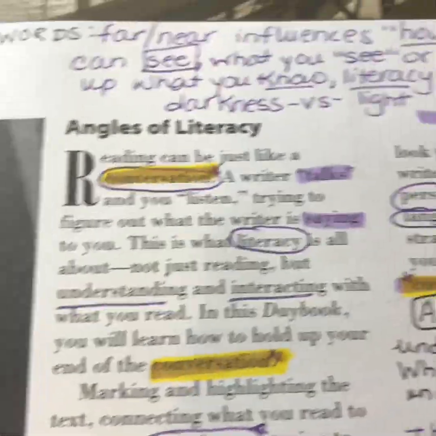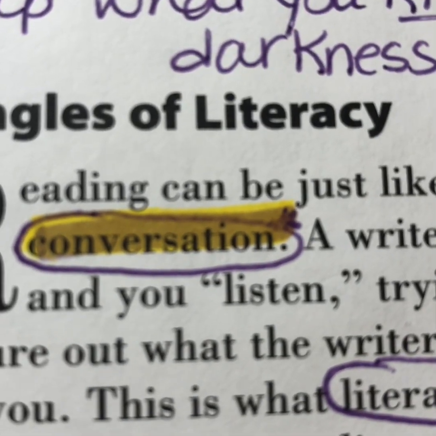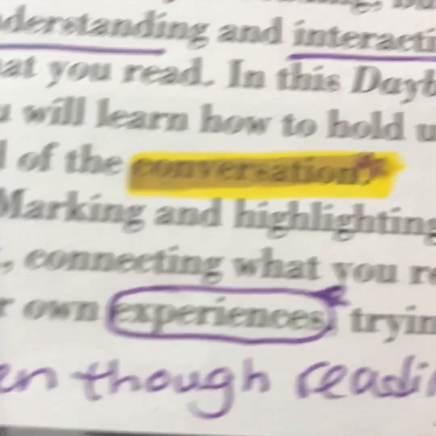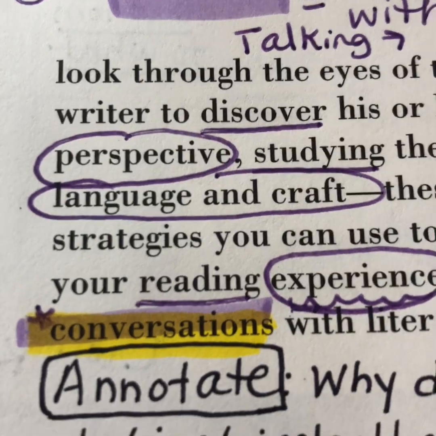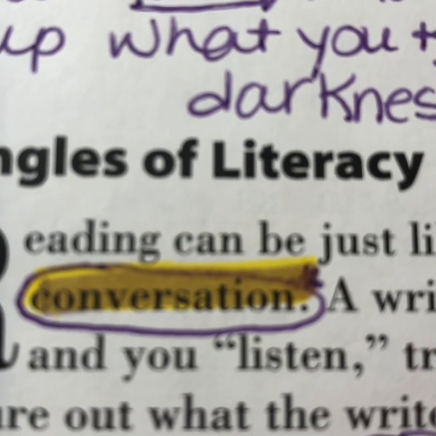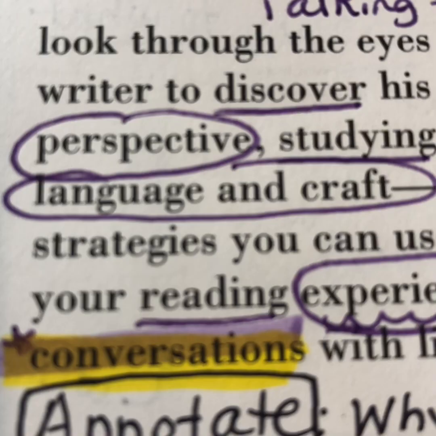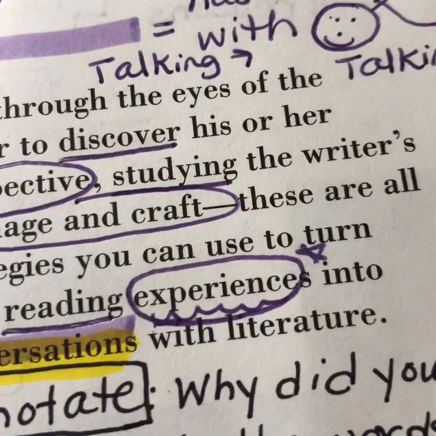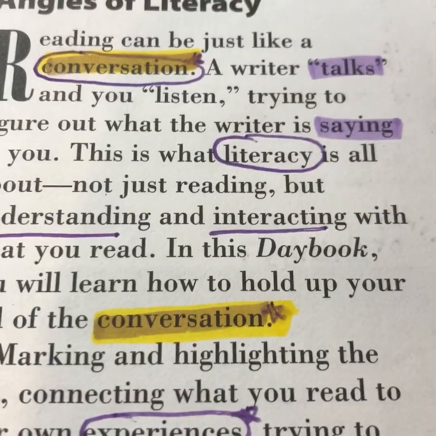So I asked you to underline and circle some nouns and verbs. I circled the nouns conversation, literacy, experiences, perspective, language and craft. Okay, and then I went back and I highlighted the word conversation because it appeared multiple times. And so when I think of literacy, literacy is can you read? And reading is definitely like having a conversation with the author and a conversation with the characters.